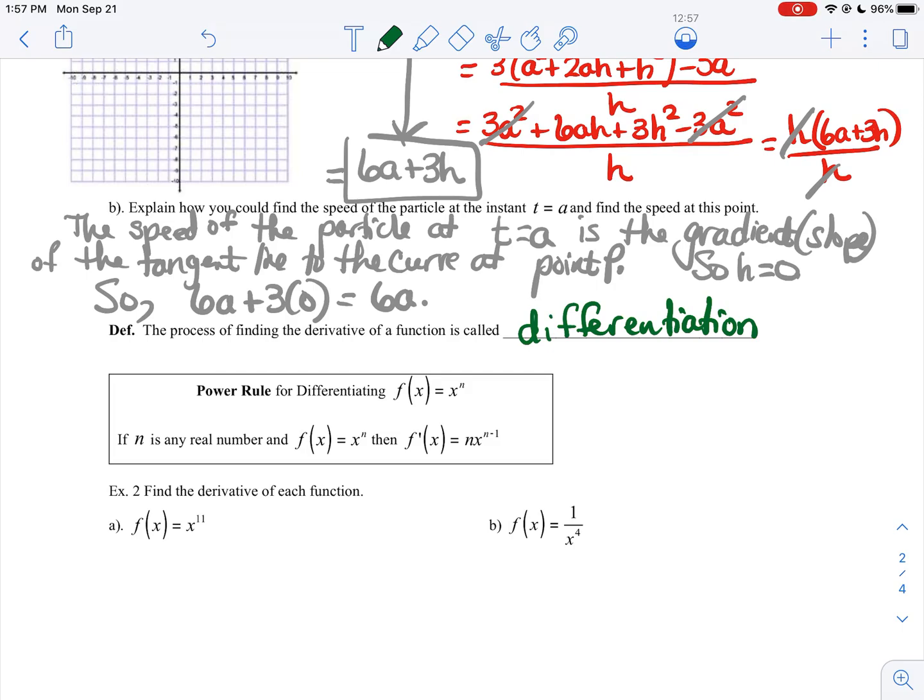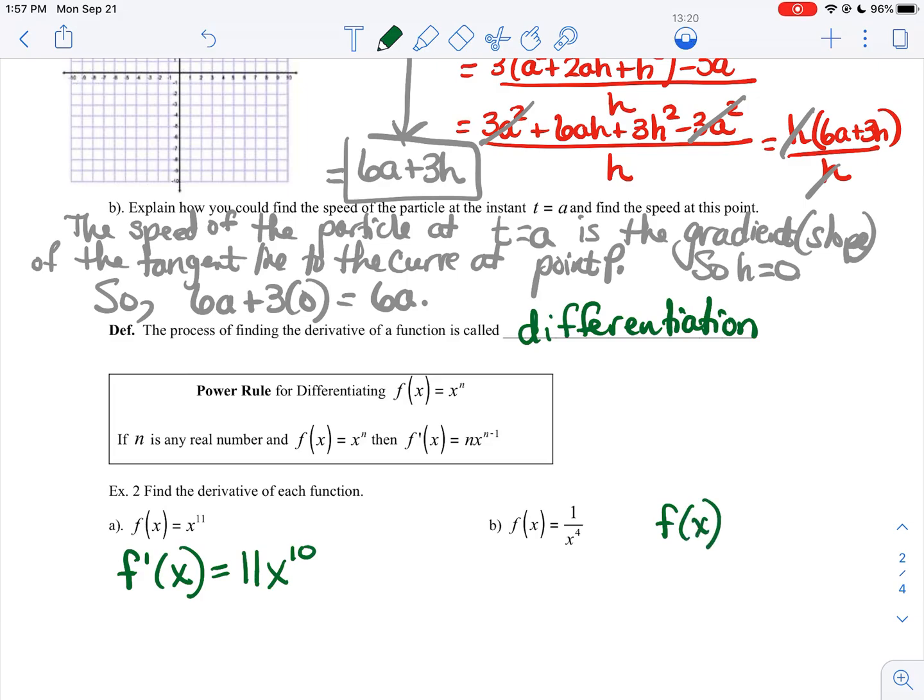So in example 2, if f of x is x to the 11, f prime of x, which is the derivative, you bring down the power and decrease the power by 1. That's it. That's the power rule. It's really simple. Now, in letter B, I don't have it right now as x to a power.